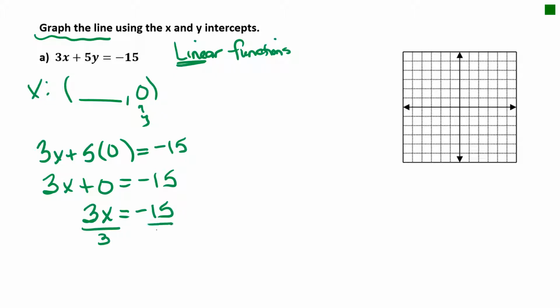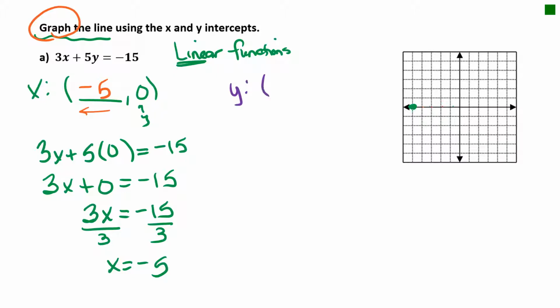Remember, this is just an equation, so I'm just going to solve it using my equation rules. So my x-intercept is negative 5, 0. I'm going to graph that. That says go left 5, 1, 2, 3, 4, 5, and don't go up or down. I probably should have made that green, huh? Because that was my x-intercept, and I found it in green. Let's use purple. I like purple.